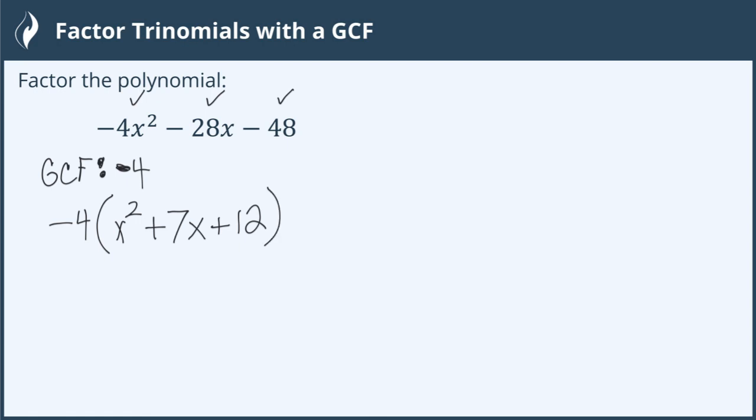So first we started by factoring using the GCF, the greatest common factor, and we are now left with the expression negative 4 times the quantity x squared plus 7x plus 12. We want to keep going, meaning we're going to try to factor the expression inside the parentheses, the x squared plus 7x plus 12. So to keep my notation, I'm just going to focus on what's in parentheses. Remember, this is a trinomial because it has three terms.